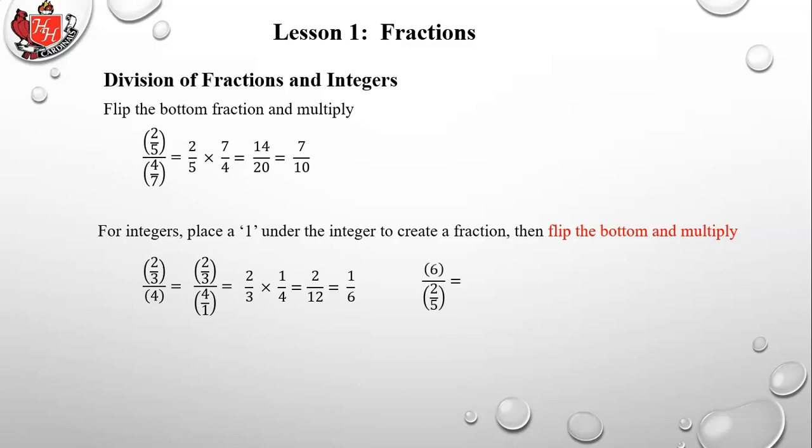Here it's the same thing, except we have the whole number on top. It doesn't matter. So you make it 6 over 1 divided by 2/5. You flip the 2/5 to become 5/2. And that's 6 times 5 is 30, 1 times 2 is 2, 30 divided by 2 gives you 15.